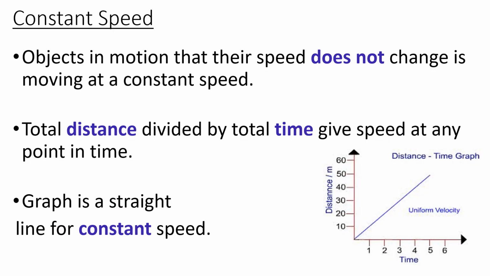Now, constant speed. An object in motion whose speed does not change is moving at a constant speed. So the total distance should be divided by the total time given speed at any point in time. So the graph is a straight line for a constant speed. So take note of this one, class. So from there, kung straight po yung line, ibig sabihin constant po yung speed or in a uniform velocity.